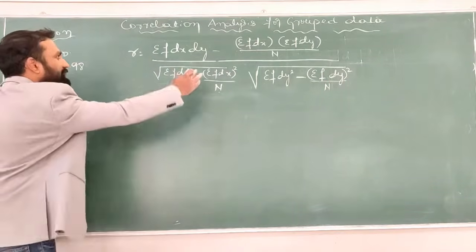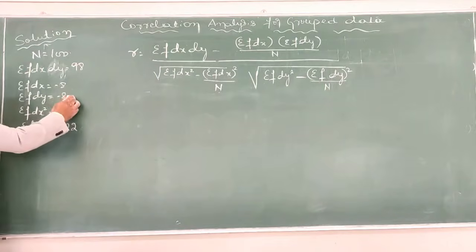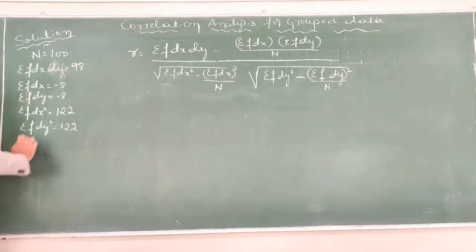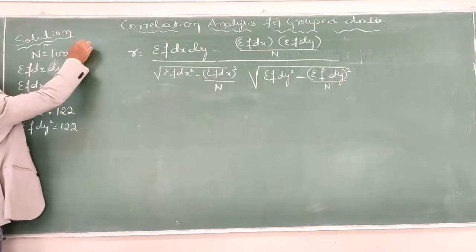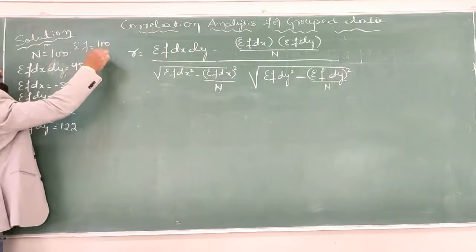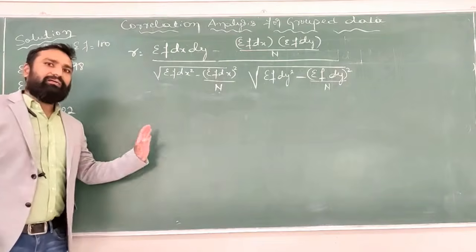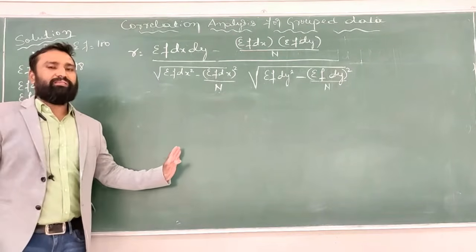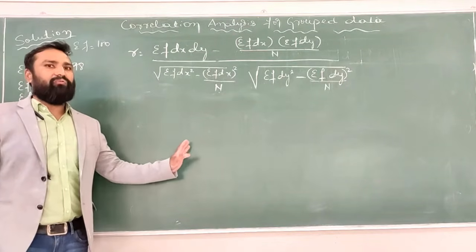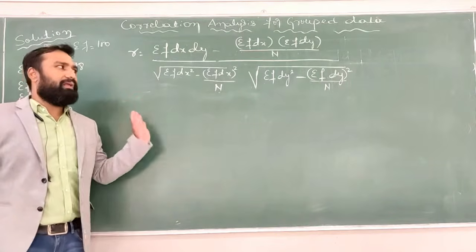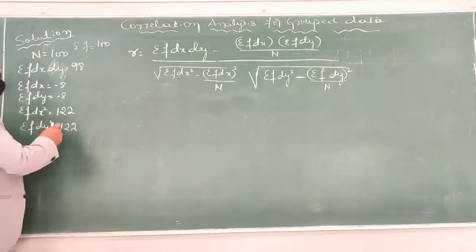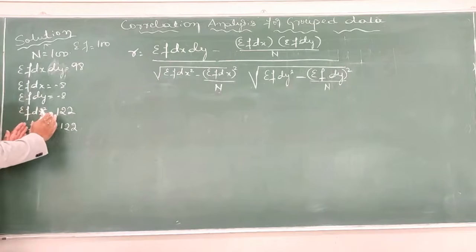So these values we have already found in the previous table. So n is equal to what? 100, which means the sum of frequency. The sum of frequency is 100. This number is given in the question itself, meaning the 100 families in a town. The sum of frequency, capital N, is equal to 100. Let us substitute these values into the formula.